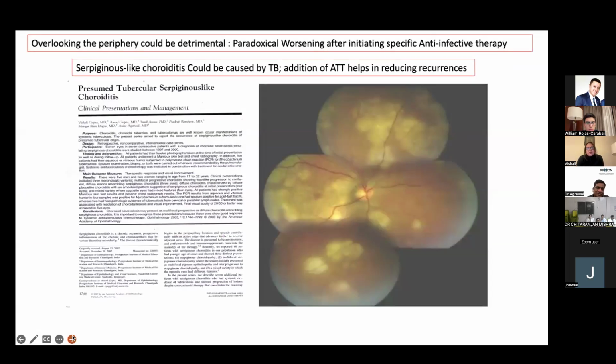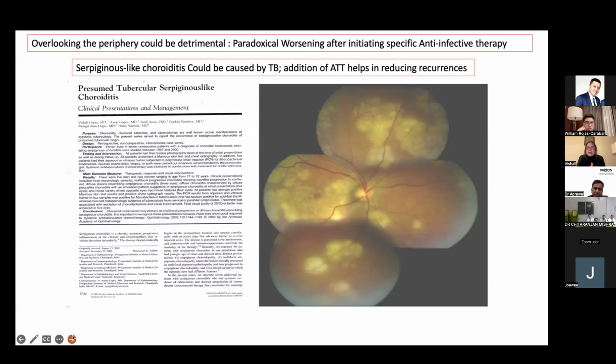The second condition in which monitoring the periphery is very important is when I start my patients with serpiginous-like choroiditis on anti-TB treatment. Overlooking the periphery sometimes could be detrimental because the paradoxical worsening might be happening in the periphery. And if we do not take care of the disease at that point of time, it may progress and start involving the center, thus compromising vision. So let's see how it goes.